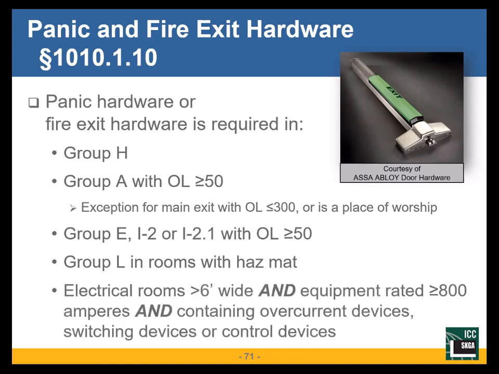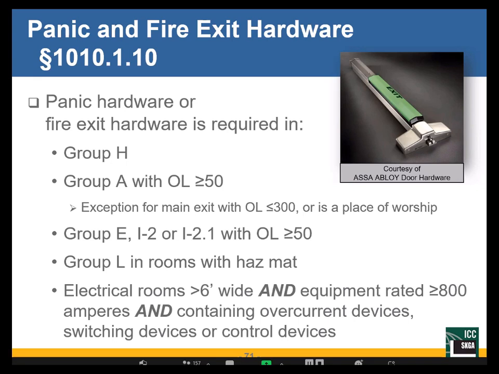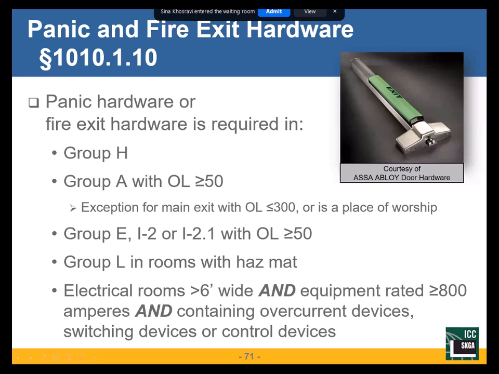And then my electrical rooms. Those electrical rooms that require the doors to swing in the direction of egress travel have to have panic hardware. That's the only place panic hardware is required. Well, where does it say I have to do it in an M occupancy? It doesn't. It's not required. It's done often, I know, but it's not required.